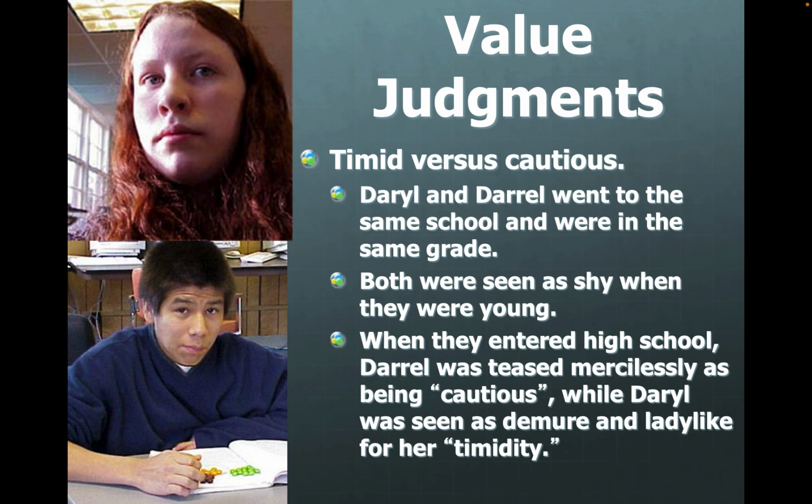Timid versus cautious. Daryl and Daryl went to the same school and were in the same grade. Both were seen as shy when they were young. When they entered high school, the male Daryl was teased mercilessly, while the female Daryl was seen as demure and ladylike for her timidity. So despite the fact that they were exactly the same, because the male Daryl was not aggressive, he was seen as cautious, and she was seen as demure and ladylike.